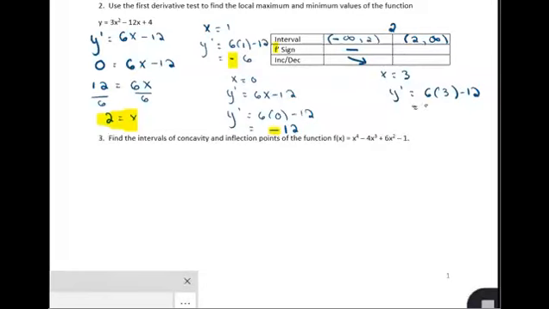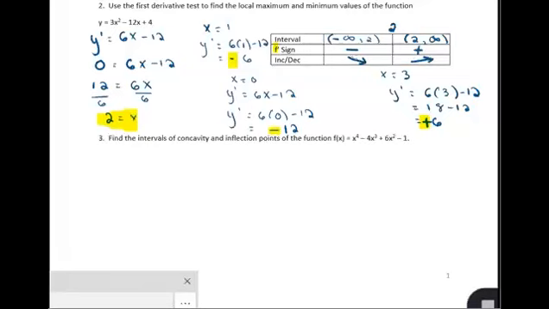Well, 6 times 3, that gives us 18. So 18 minus 12, that's going to give us 6. We don't really care about the 6. We care that it's positive. So the positive right here, that's the piece we're concerned with. And that tells us the sign of the derivative in the interval from 2 through infinity is going to be positive. If the derivative is positive, that means the function is going to be increasing.